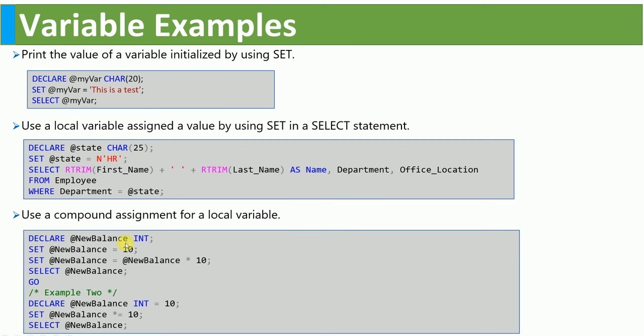Instead of writing two things, I can write it as one complete statement here: declare @new_balance int equal to 10. So that statement is over. And the next statement is: set @new_balance equal to @new_balance multiplied by 10. So finally your new balance value will be 100. And what I write here is set @new_balance *= 10. This is the query and this is the query, both queries have the same output. So I have shown the difference of how you can write your declare or set the value.